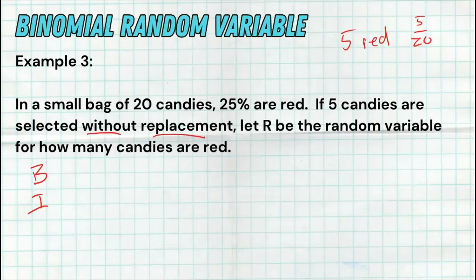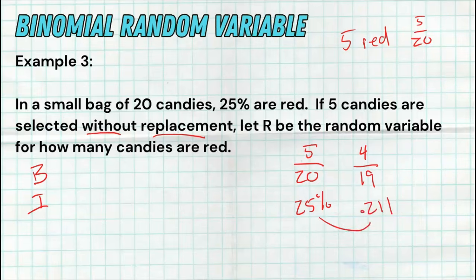So that means the first time I reach into the bag, there are 5 out of 20 red, which is 25%. Now, the next time I reach in, the probability is changing, right? Because if I got a red one, now there's only 4 red left out of 19 in total because I did not replace it. So 4 divided by 19 is 0.211.